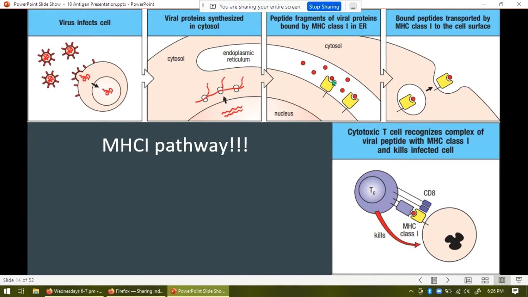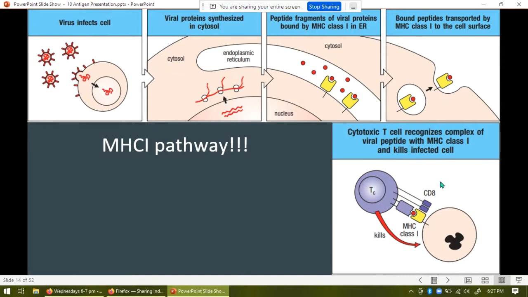by MHC class I molecules, and then basically vesicles containing MHC I peptide complexes will be sent out from the ER to the cell surface, where they can be recognized by cytotoxic T cells, and that cytotoxic T cell will say, hey, you're infected with the virus, here's death. And it kills that target cell that had the viral peptide on its surface.